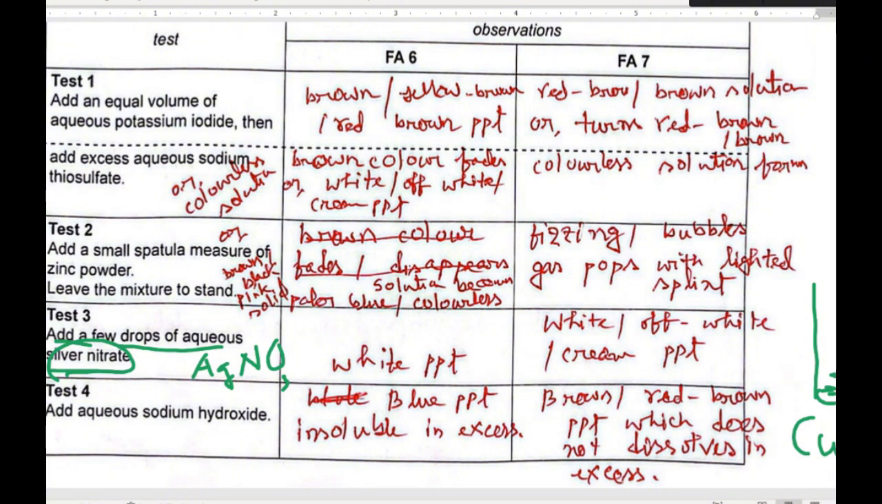So as it is copper chloride, you will see white precipitate, but you don't write cloudy. If any precipitate is formed, you must write precipitate, and you also mention what color precipitate. You will mention white color precipitate is formed.